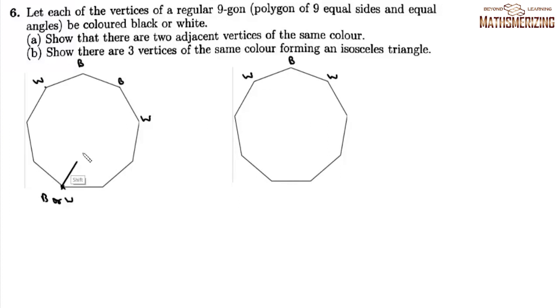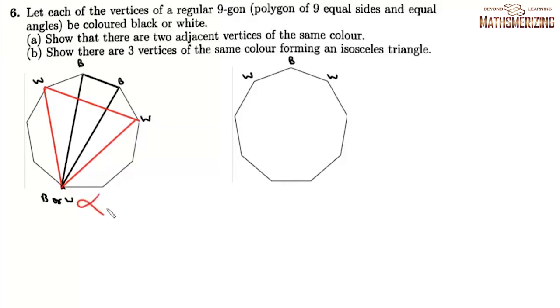Now if it is black, we'll have this isosceles triangle. And if it is white, we'll have this isosceles triangle. So in either case, we'll have an isosceles triangle. So that means this condition is not possible. Now, what about this case?